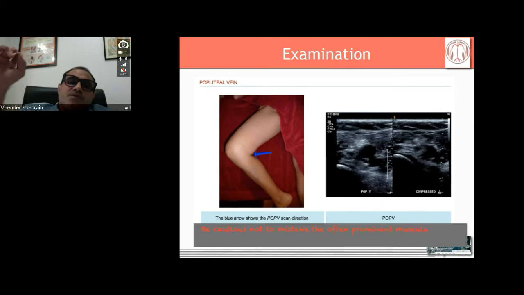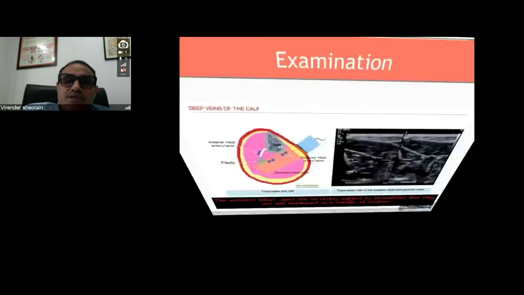One more important thing: be cautious not to mistake the often prominent muscular veins, which are the gastrocnemius veins, for the popliteal veins. Yes, especially in athletes or runners, the muscular veins are so prominent that you may mistake them for a popliteal vein. So again, that is an important point.